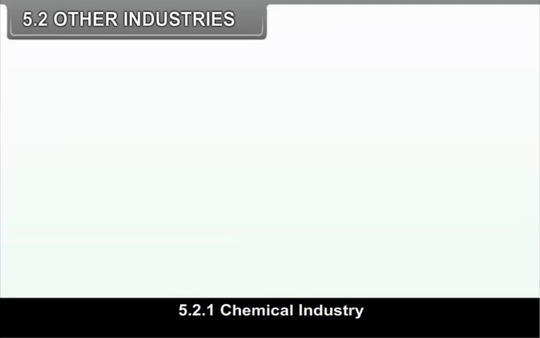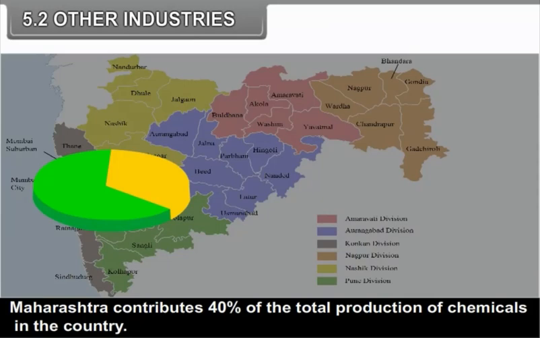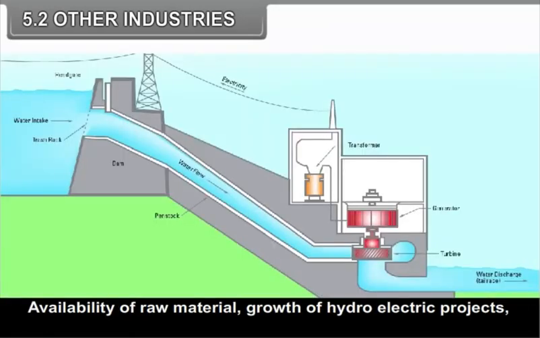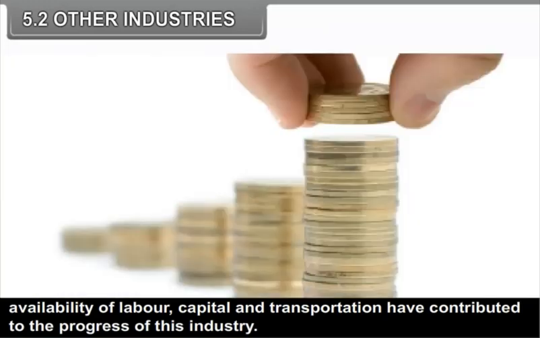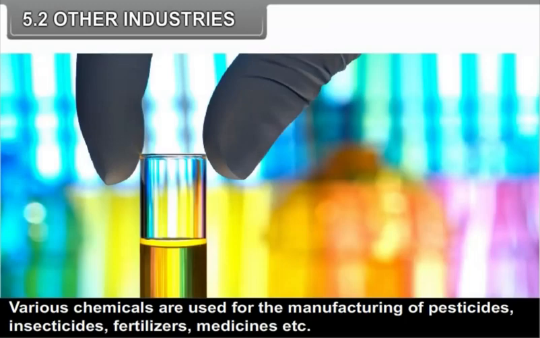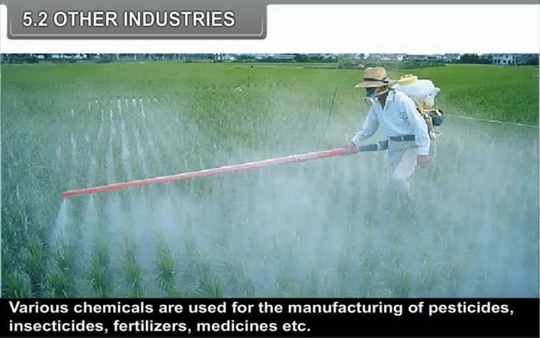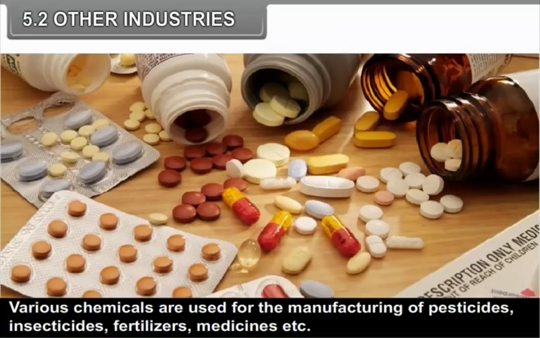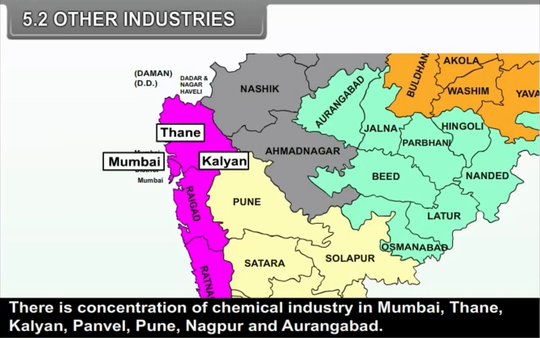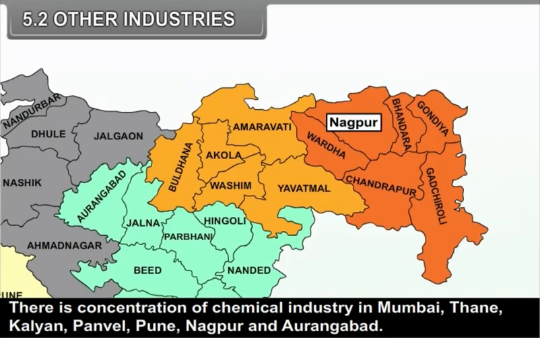5.2 Other industries. 5.2.1 Chemical industry. This is one of the most important industries of Maharashtra. Maharashtra contributes 40% of the total production of chemicals in the country. Availability of raw material, growth of hydroelectric projects, availability of labor, capital and transportation have contributed to the progress of this industry. Various chemicals are used for the manufacturing of pesticides, insecticides, fertilizers, medicines, etc. There is a concentration of chemical industry in Mumbai, Thane, Kalyan, Panvel, Pune, Nagpur and Aurangabad.